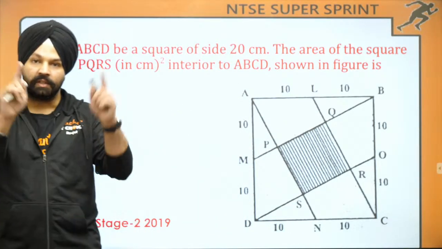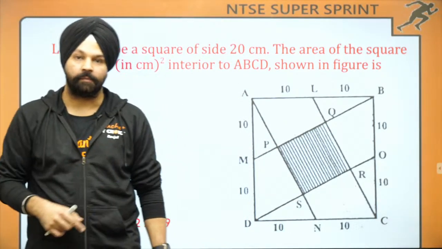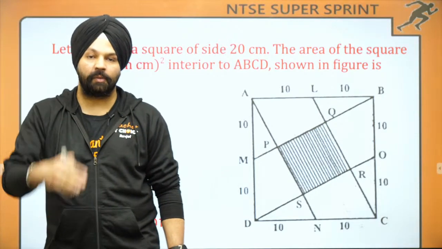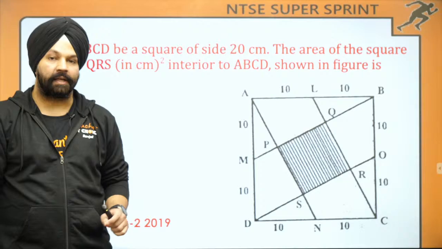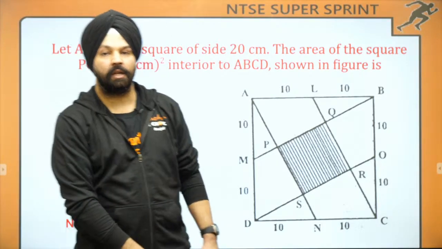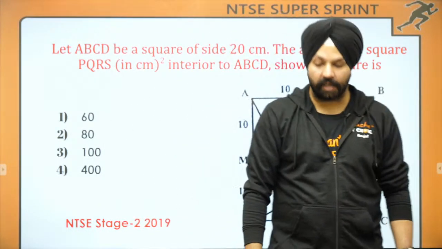So what is the question? There is a square whose size is 20 by 20, right? From the midpoint a line has been drawn, from the edge a line has been drawn, and he is asking for that shaded area. Options are also available. Options are 60, 80, 100 and 400.